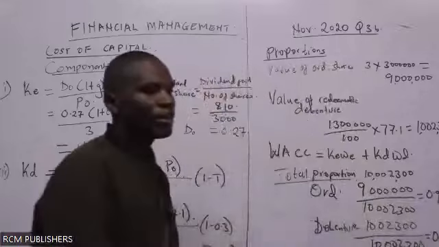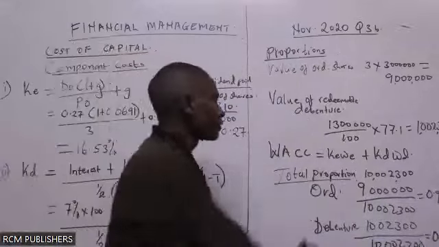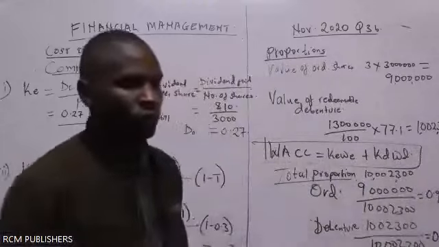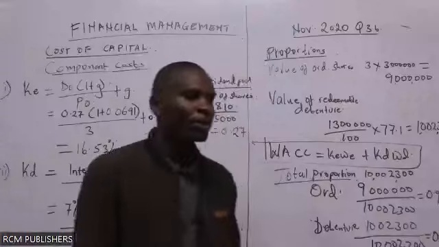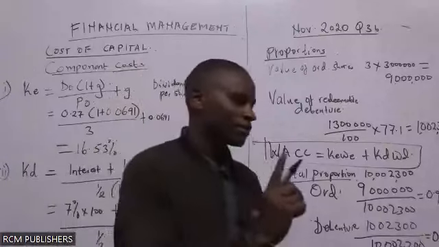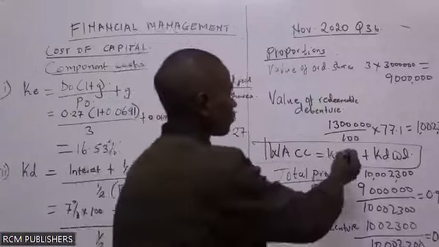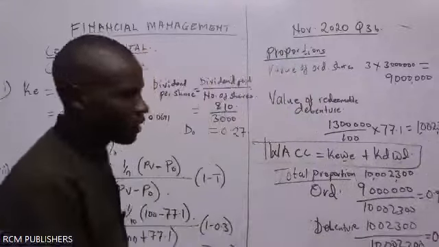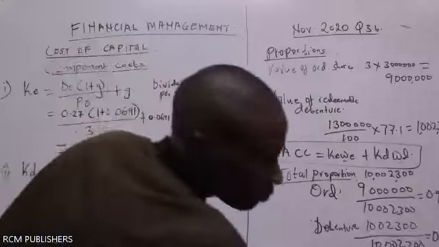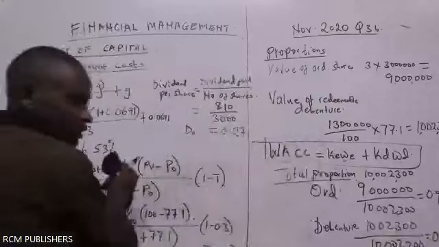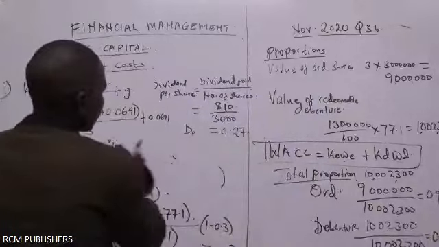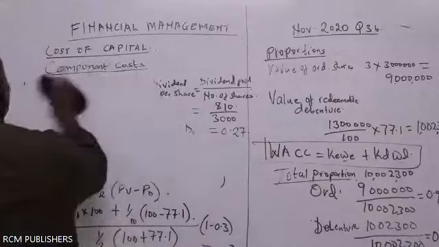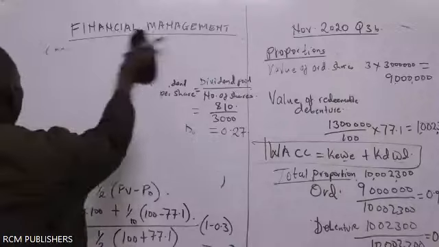Now, can you get for me the WACC? Get for me the WACC. Now everyone should get that. Thank you very much. Yes. Get for me the WACC. That is now very easy. 16.53 is my KE. No problem.